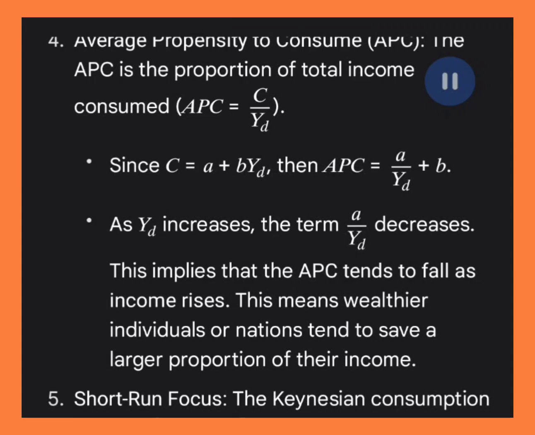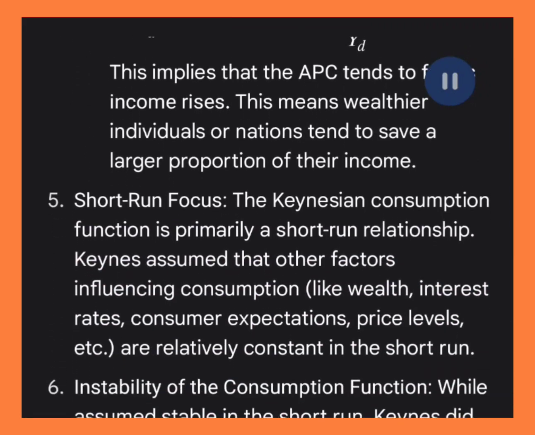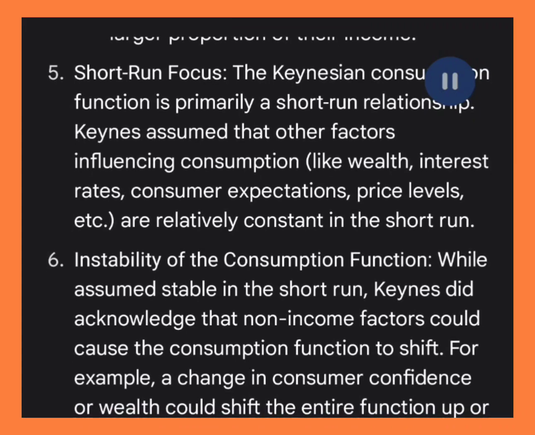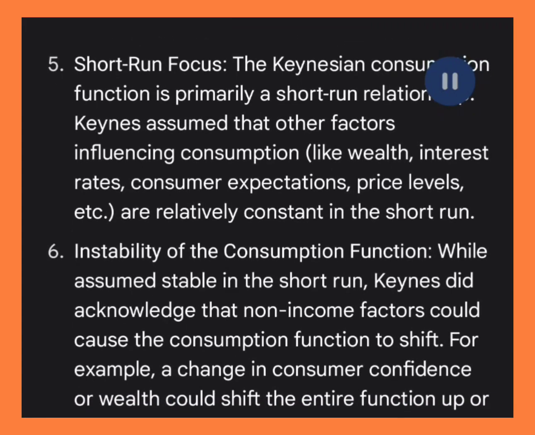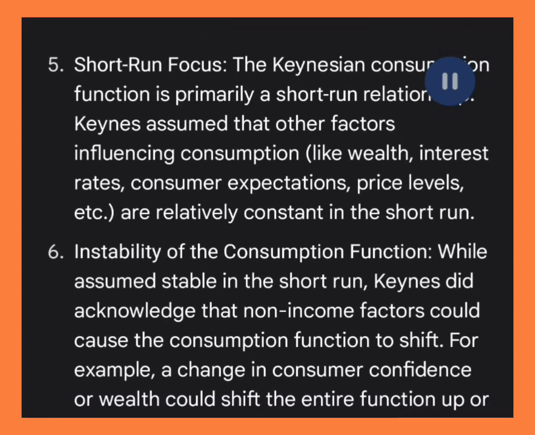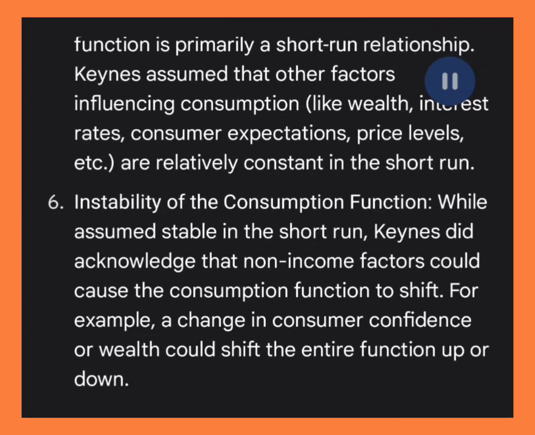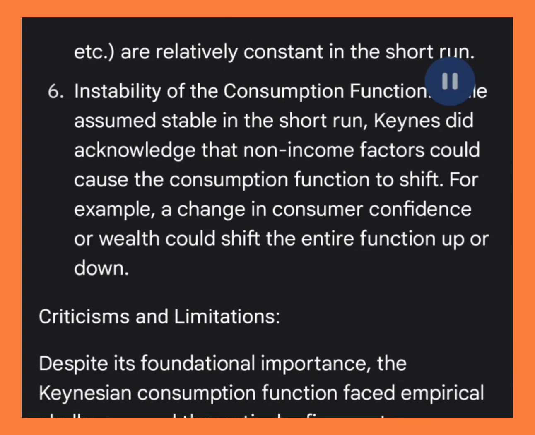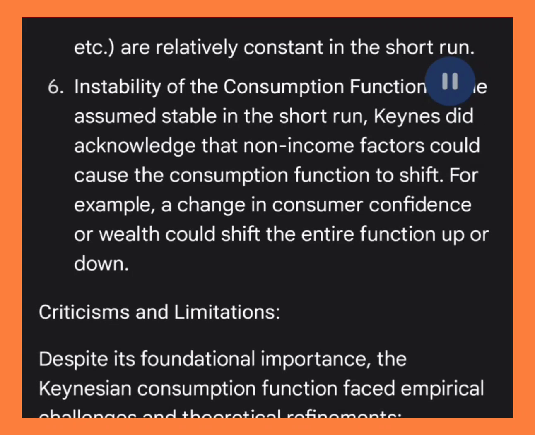5. Short-run focus. The Keynesian consumption function is primarily a short-run relationship. Keynes assumed that other factors influencing consumption, like wealth, interest rates, consumer expectations, price levels, etc., are relatively constant in the short run. 6. Instability of the consumption function. While assumed stable in the short run, Keynes did acknowledge that non-income factors could cause the consumption function to shift. For example, a change in consumer confidence or wealth could shift the entire function up or down.